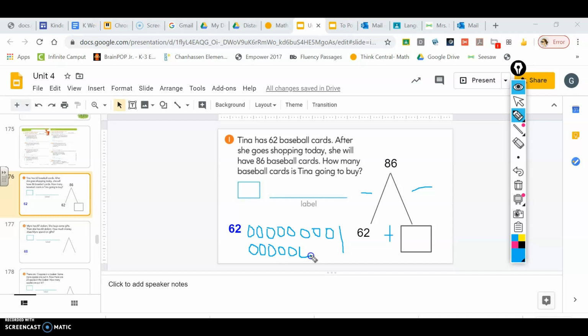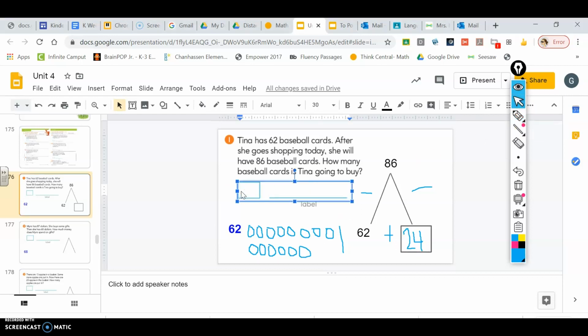81, 82, 83, 84, 85, 86. Then I'm going to stop, and now I need to add my 10 sticks and my 1s. So I have 10, 11, 12, 13, 14, 15, 16, 17, 18, 19, 20, 21, 22, 23, 24. So my unknown number partner, or my unknown addend, is 24.